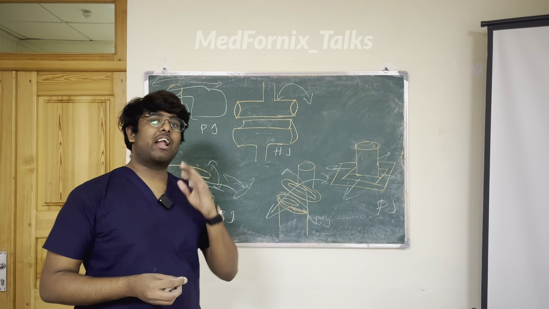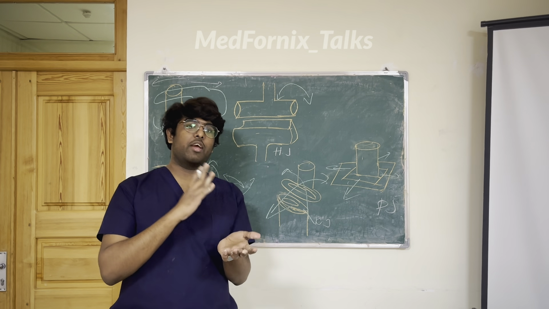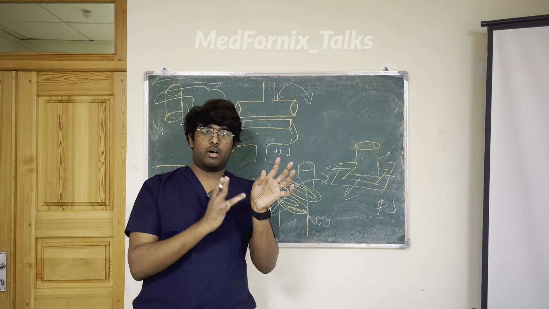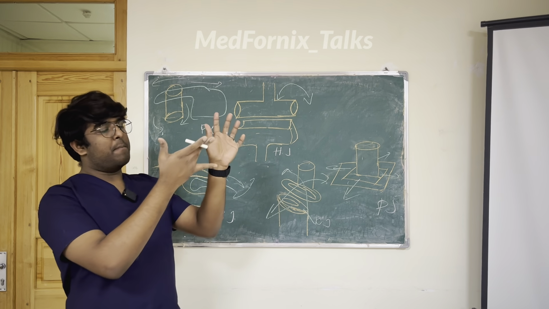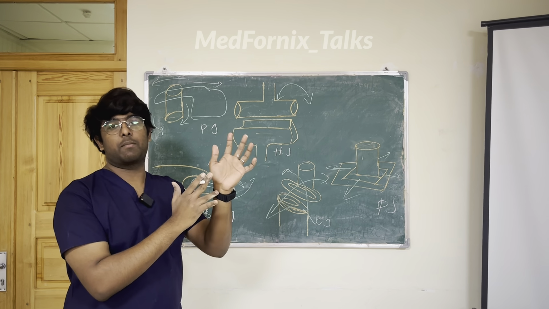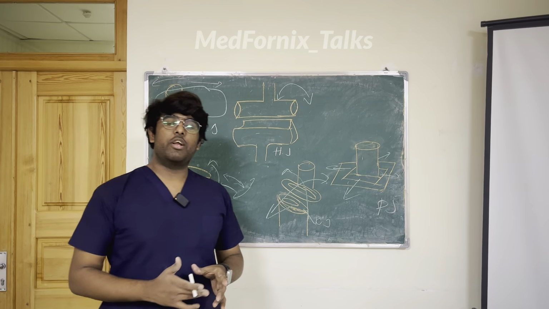Next one is saddle joint. Saddle joint is actually a reciprocal of the concave and convex surface, and it is seen in the wrist joint. Sorry, the carpometacarpal joint. So these are all about the joints.